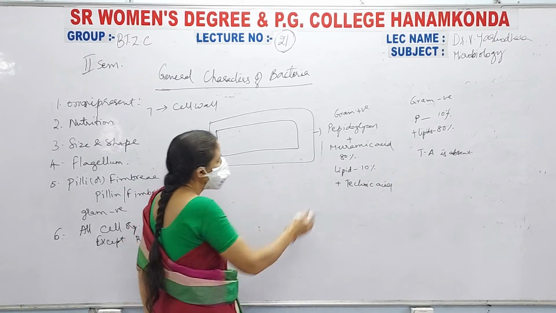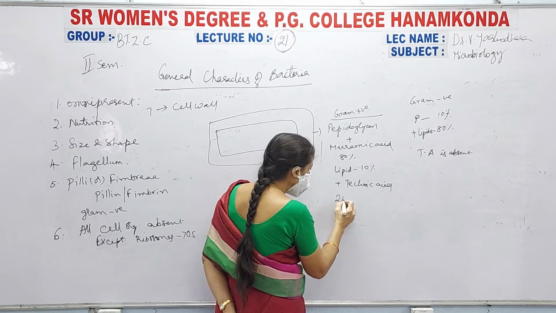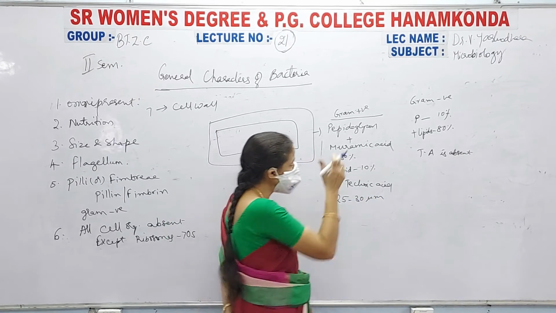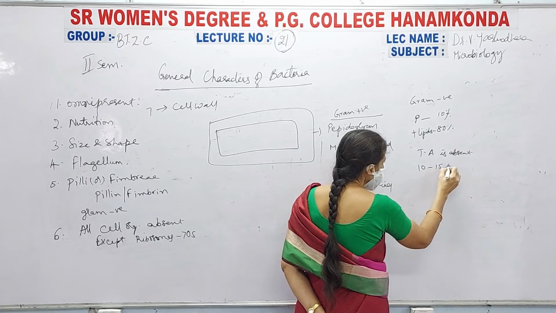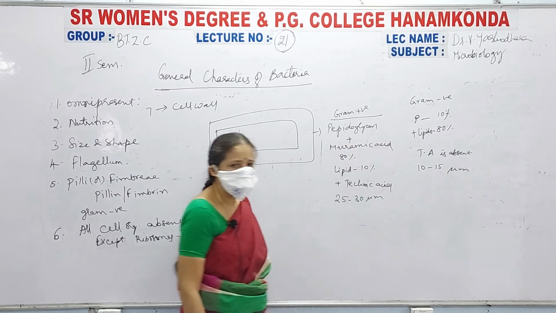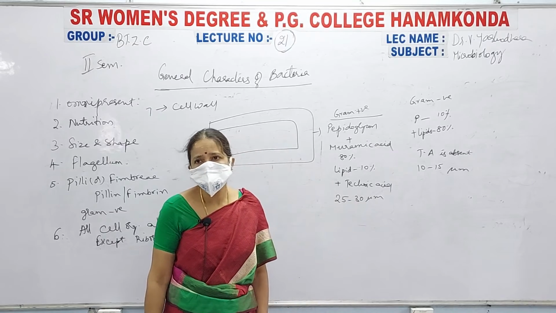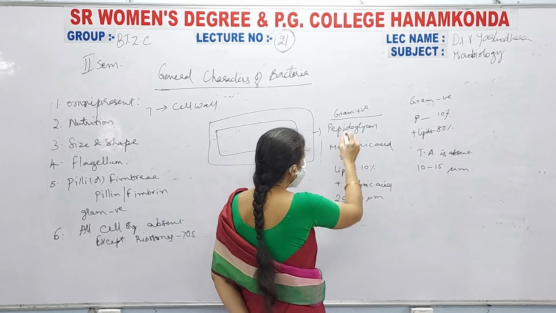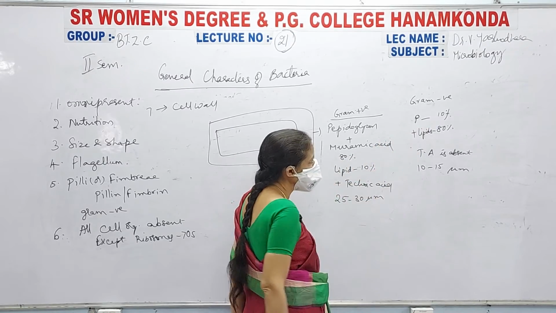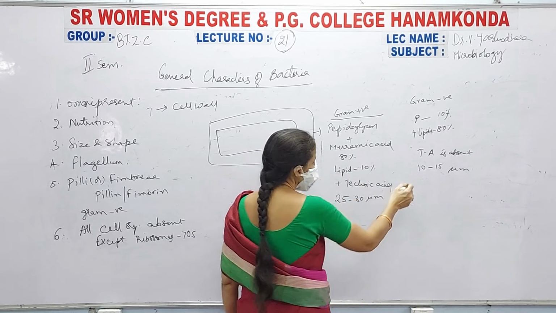In gram positive bacteria, the thickness of the cell wall is 25 to 30 micrometers, but in gram negative it is 10 to 15 micrometers. That means the gram positive cell wall is thick and the gram negative cell wall is thin. Gram positive has peptidoglycan and muramic acid 80%, gram negative has peptidoglycan 10% and lipids 80%. And next, teichoic acid is present in gram positive and absent in gram negative.